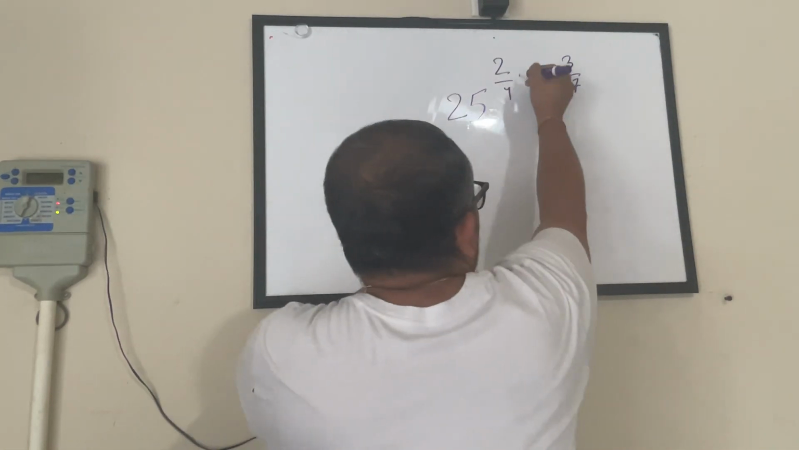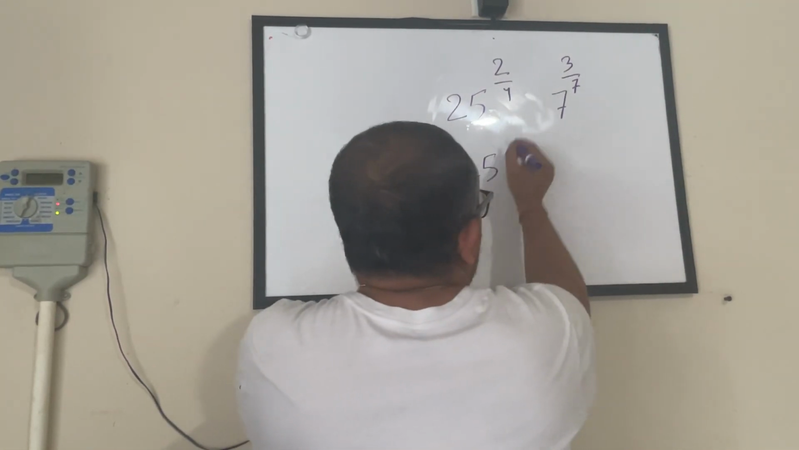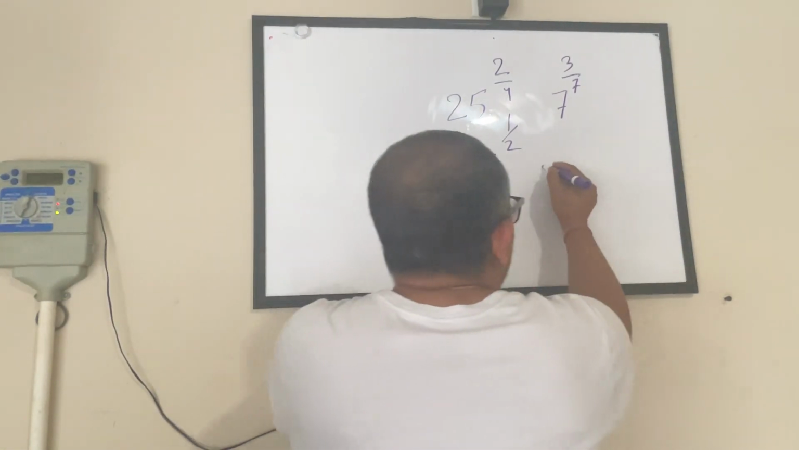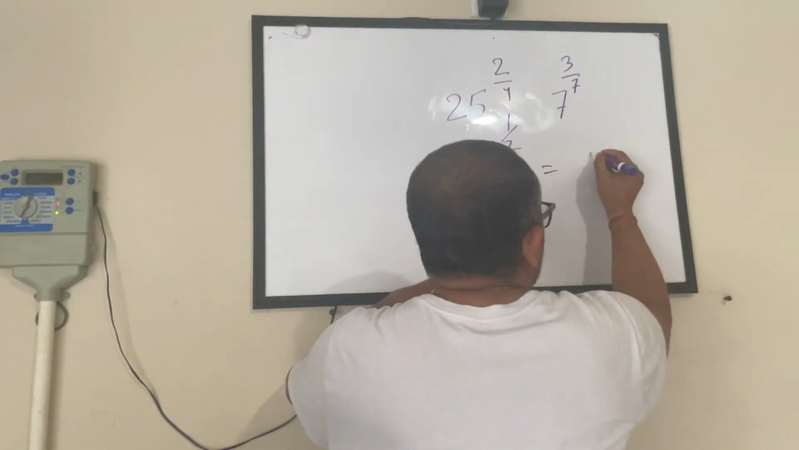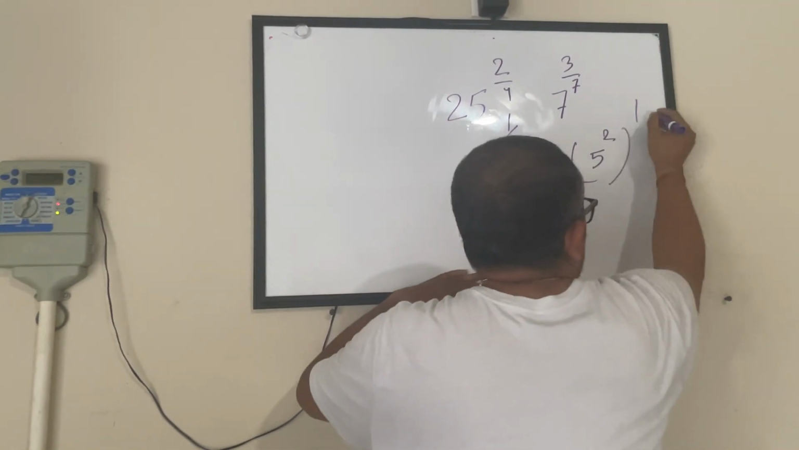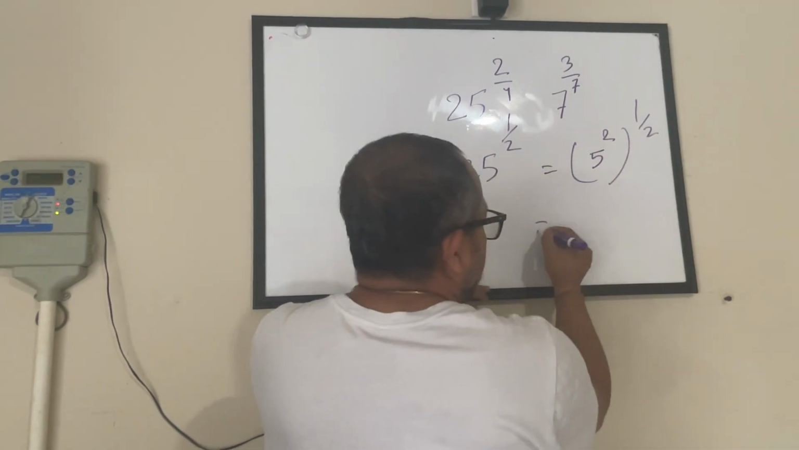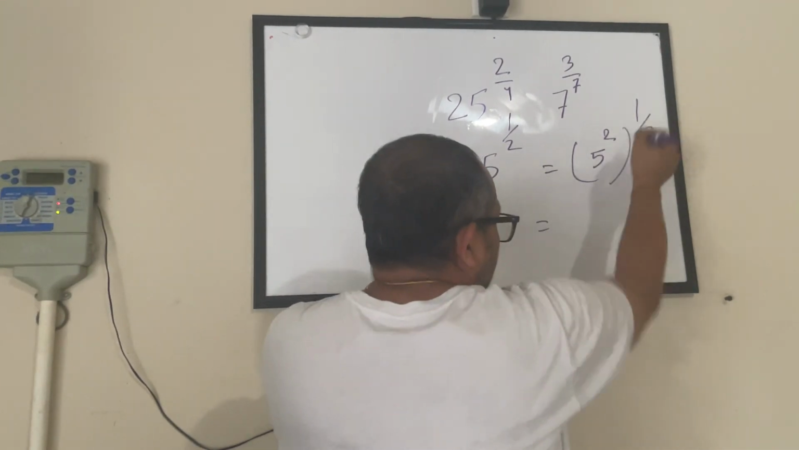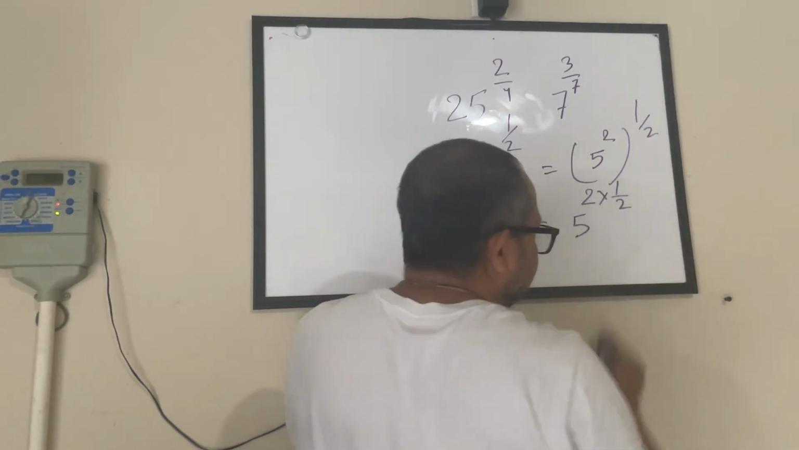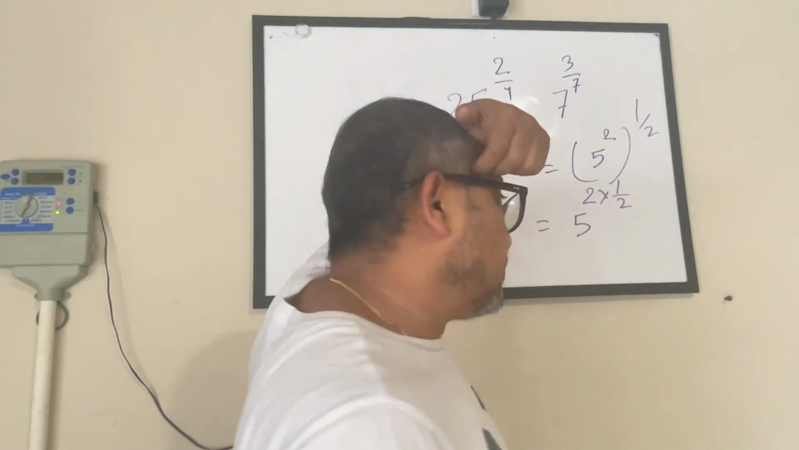2 by 4, you can always simplify this. It becomes 1 by 2. So that would essentially mean square root of 25. Or in simple terms, 25 I can write as 5 squared, to the power 1 by 2. And then this becomes x to the power a into b. So 5 to the power a into b. That is how it works.